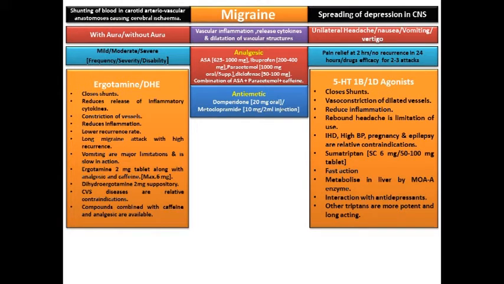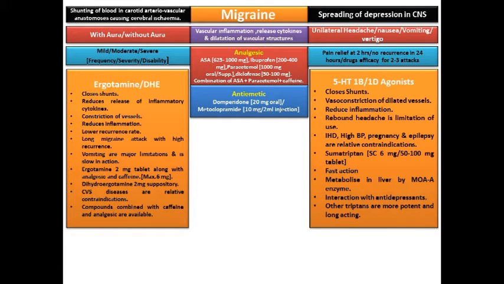So ergotamine 2 milligram tablet, along with analgesic and caffeine, to a maximum of 6 milligram. Dihydroergotamine 2 milligram as a suppository. You want to give this to individuals. Now these drugs cause vasoconstriction, so any CVS disorder like IHD, high blood pressure, it's relatively contraindicated. Compounds combined with caffeine and analgesics are available.